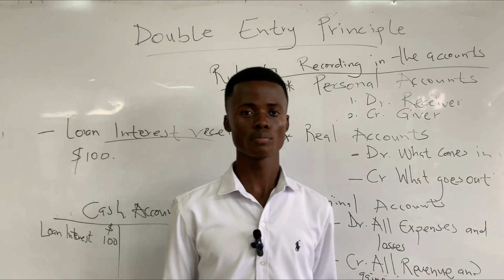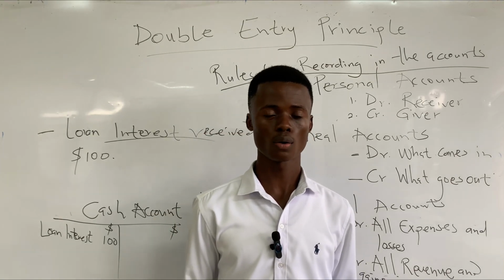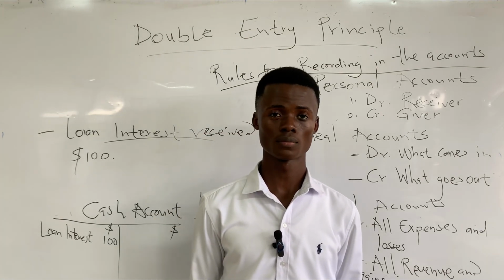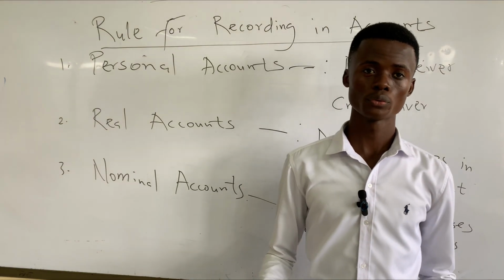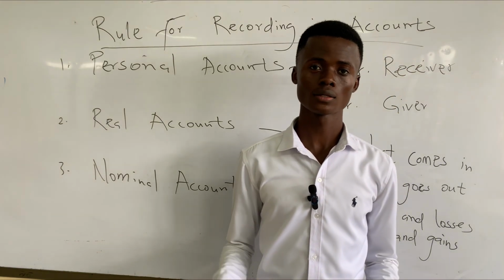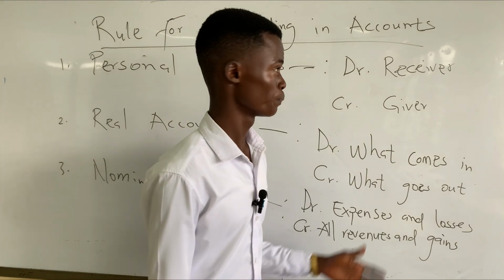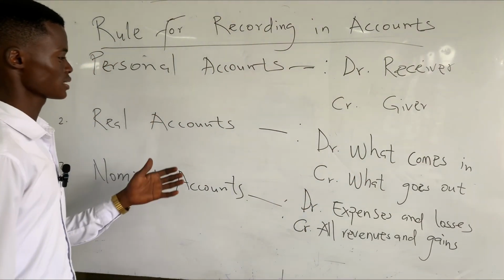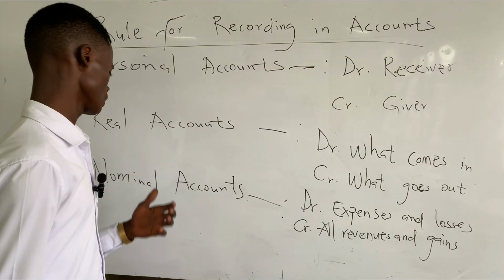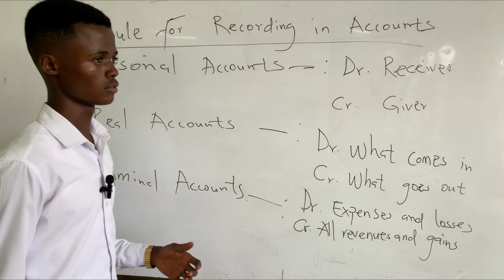Thank you. This will be the end of part 1 of the double entry principle. Under part 2, you will take a practice question and solve it with these rules: the rule under the personal, the rule under the real, and then that of the nominal account.